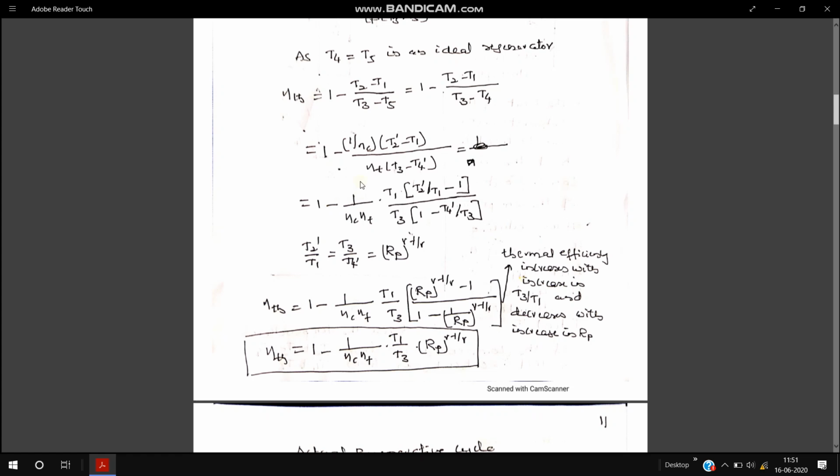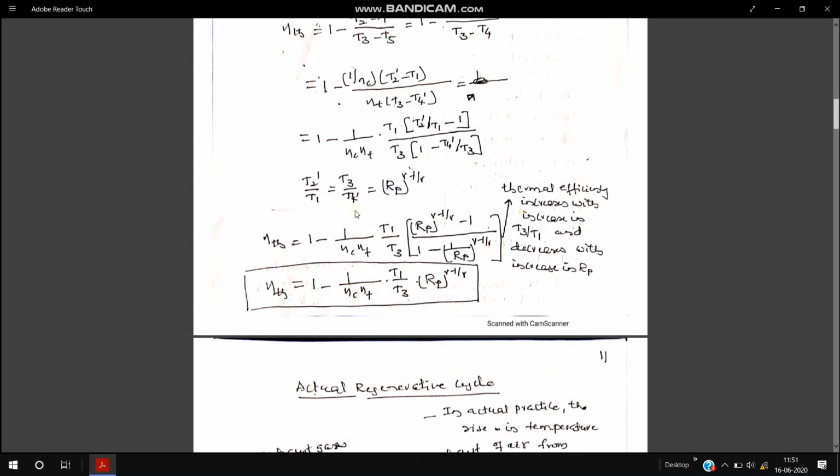So it equals 1 minus 1 by eta C eta T, times T1 by T3, times (T2 dash by T1 minus 1), the whole divided by (1 minus T4 dash by T3). So T2 dash by T1 equals T3 by T4 dash equals Rp raised to (gamma minus 1) by gamma. So the thermal efficiency is equal to 1 minus 1 by eta C eta T, times T1 by T3, times Rp raised to (gamma minus 1) by gamma.